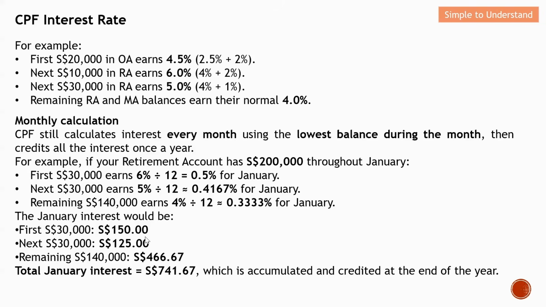So if you add up all this interest at the month of January, you will have this total 741.67 interest that you earn in January. So basically this will accumulate, and again they will credit at the end of the year. So this is how CPF actually computes our interest rate.